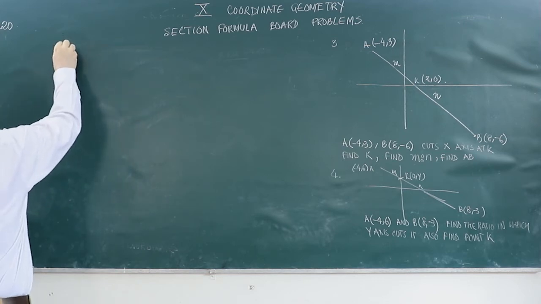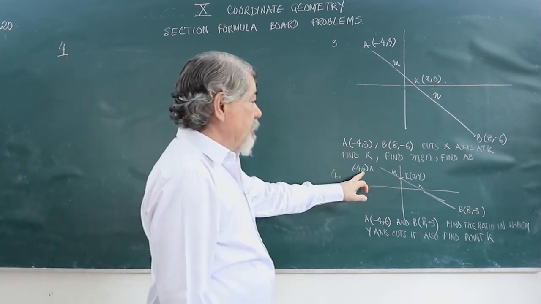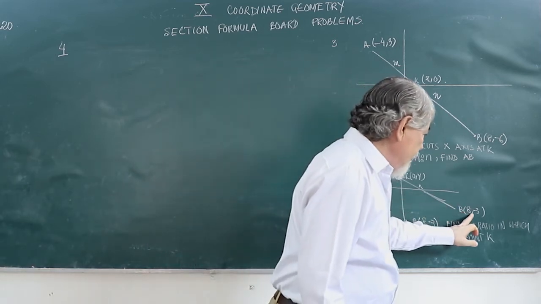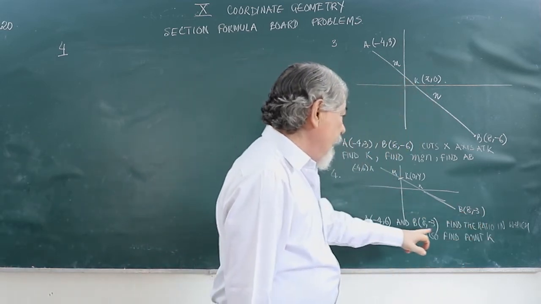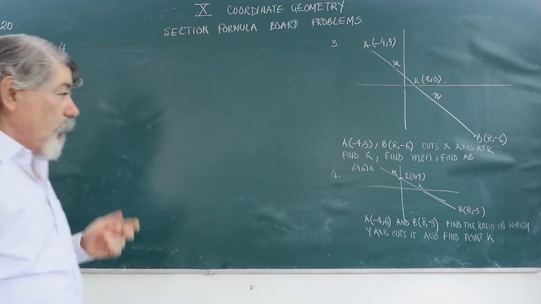In the fourth question, again, in the first and fourth quadrant, points are given. A is (-4, 6), B is (8, -3). Find the ratio in which the y-axis cuts it. Also find the point K.